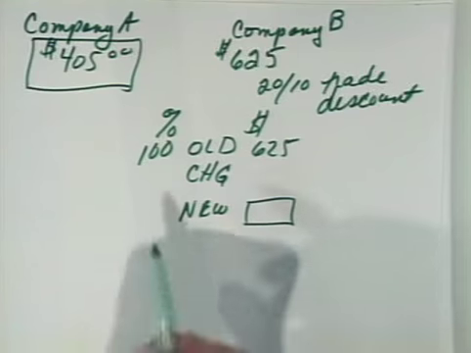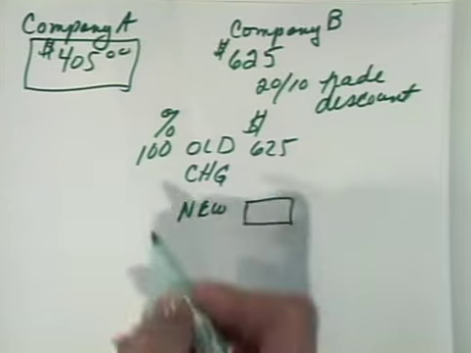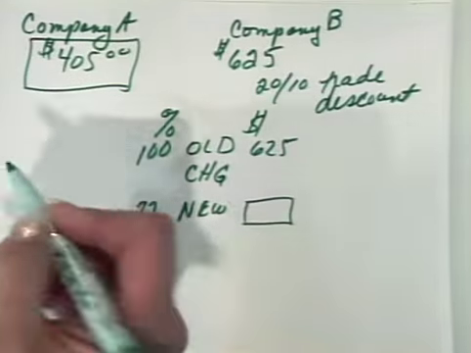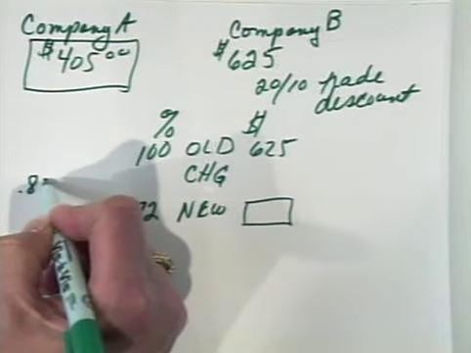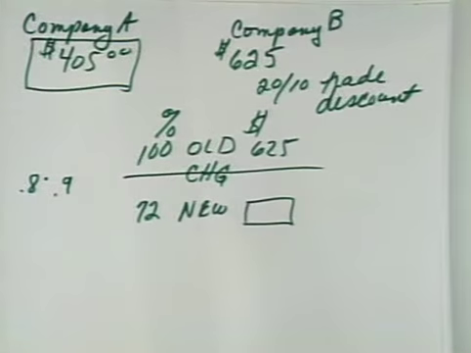How do I find the net cost equivalent? What number is going to go right here under percent and new? 72. How'd you come up with that number? 20-10. So you took 0.8 times 0.9, and you end up with 72%. Great. We can draw a line and ignore the middle. We don't need to know anything about the change.